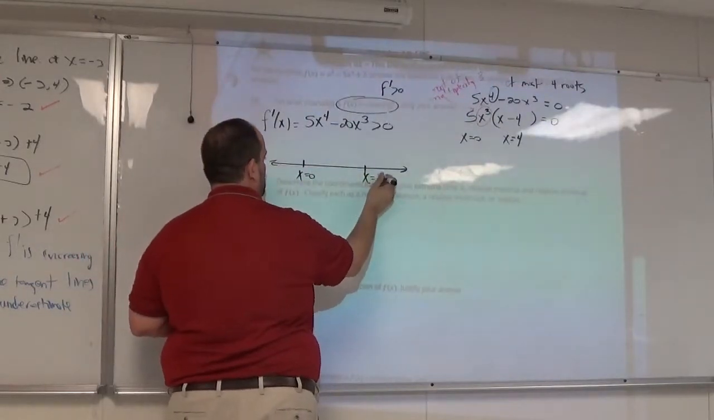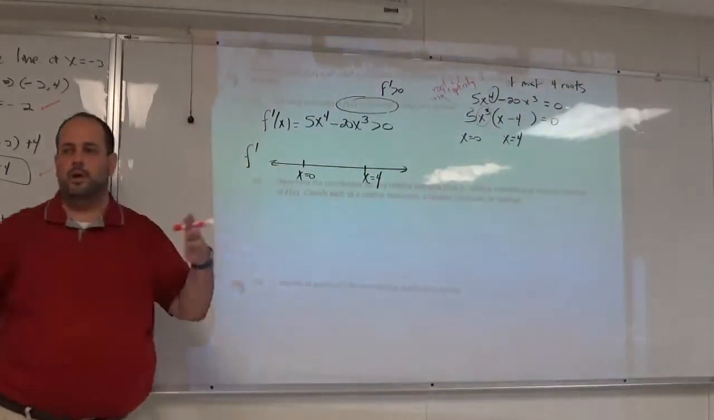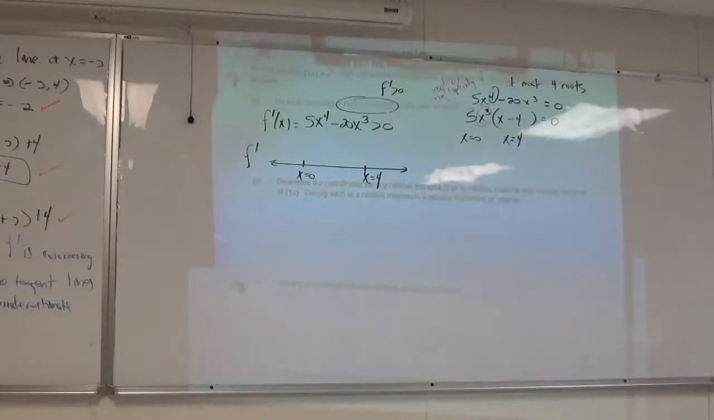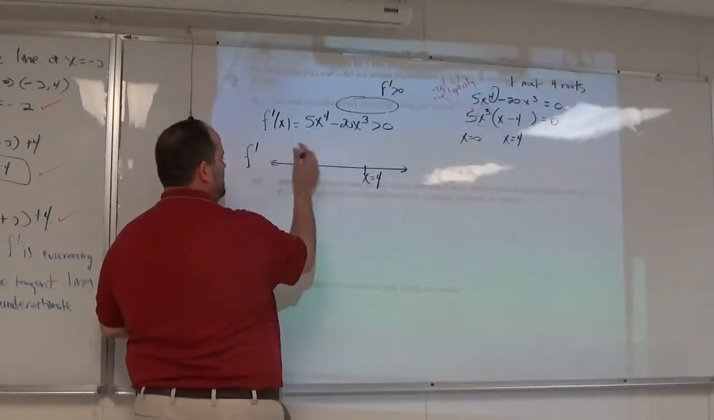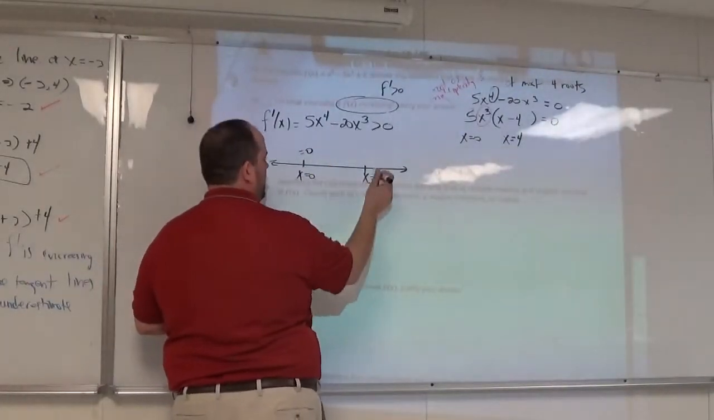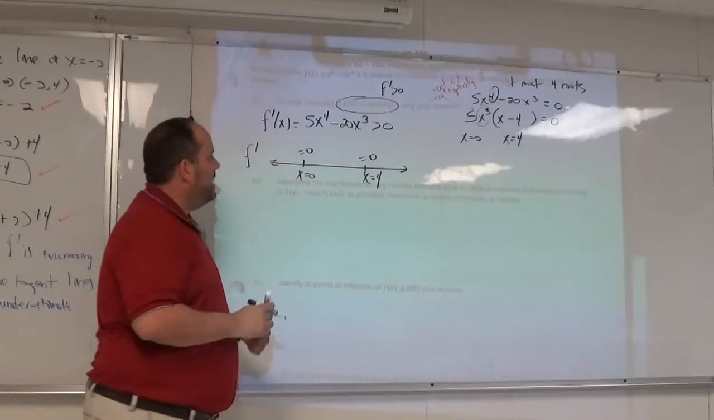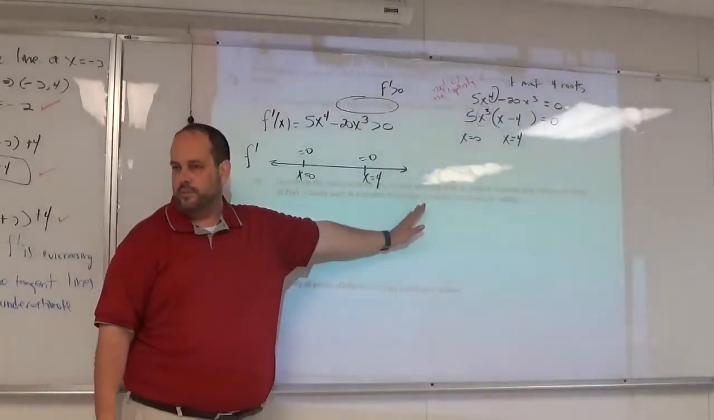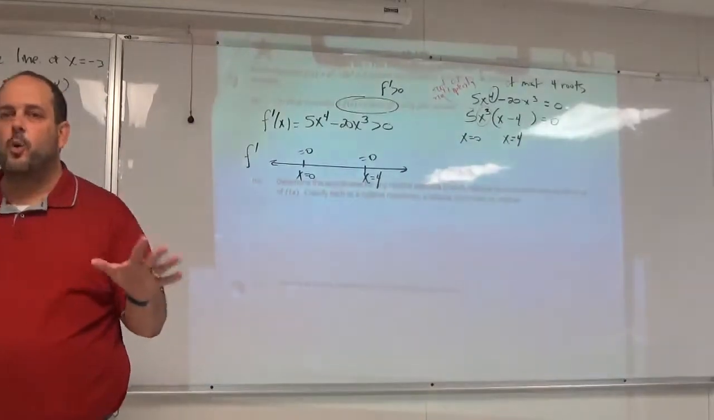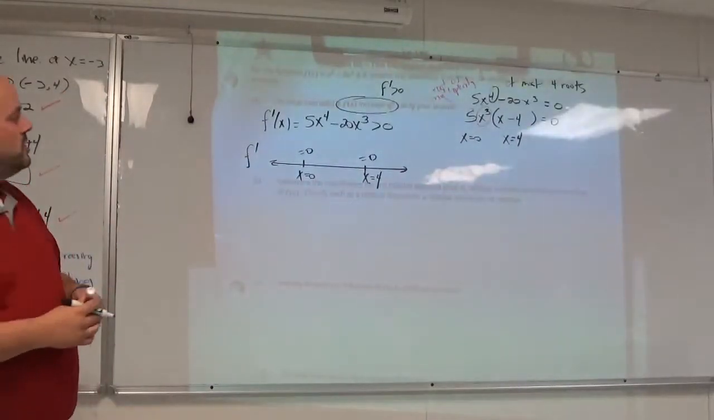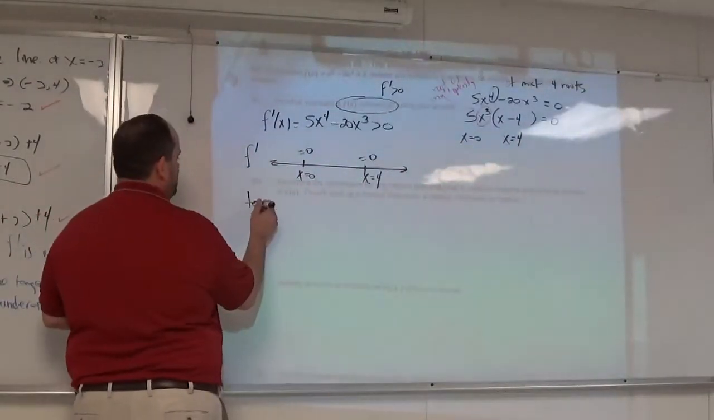Here's x equals 0. Here's x equals 4. All the other numbers in the world are also on this number line. But what makes 0 and 4 special is that f prime is equal to 0 at x equals 0, and f prime is equal to 0 at x equals 4. These are the only roots. There are no others. And so what you do is called picking a test value.